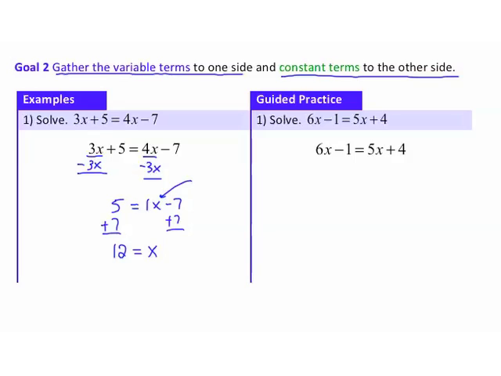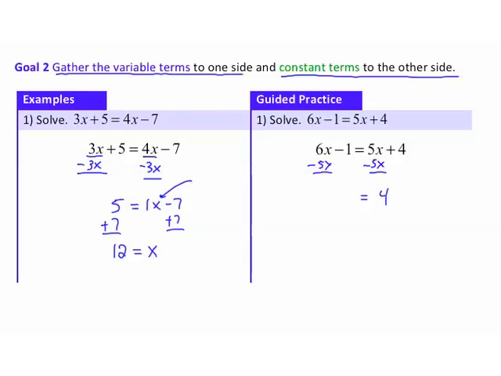Question 1. We're asked to solve this equation, which has variable terms and constant terms on both sides. First thing we're going to do is move the variable terms to one side. We want to get rid of this smaller term, this 5x. So we are going to subtract 5x, and then come over here on the left side and also subtract 5x. Let's take a look at what we have left. On the right side, we're left with 4.